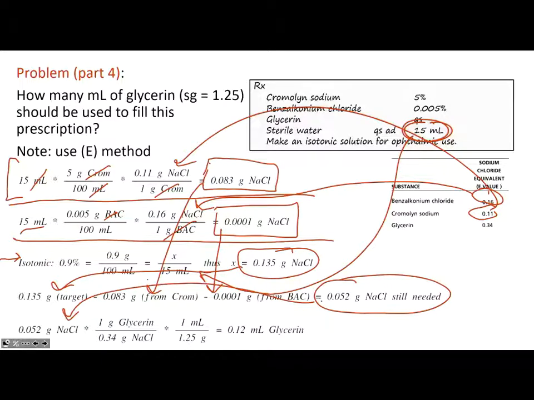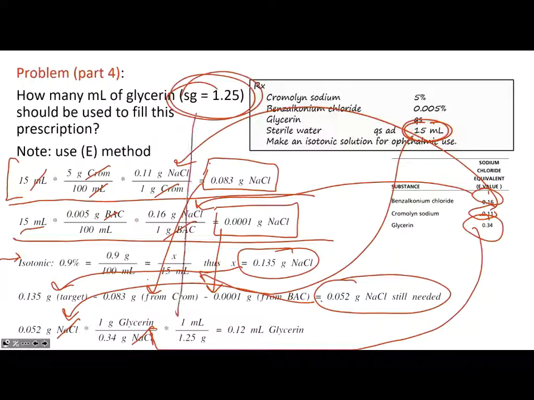But I'm not using sodium chloride, I'm using glycerin. So let's use the E value for glycerin to come over here and convert from grams of sodium chloride into grams of glycerin. So again, I'm going to multiply by the fact that for the E value, you get 1 gram of glycerin for 0.34 grams of sodium chloride so that those units cancel. The last little trick is I'm in the weight of the glycerin, but I want to be able to measure glycerin by volume. So what do I need to have? The specific gravity or the density, and I was given that up here.